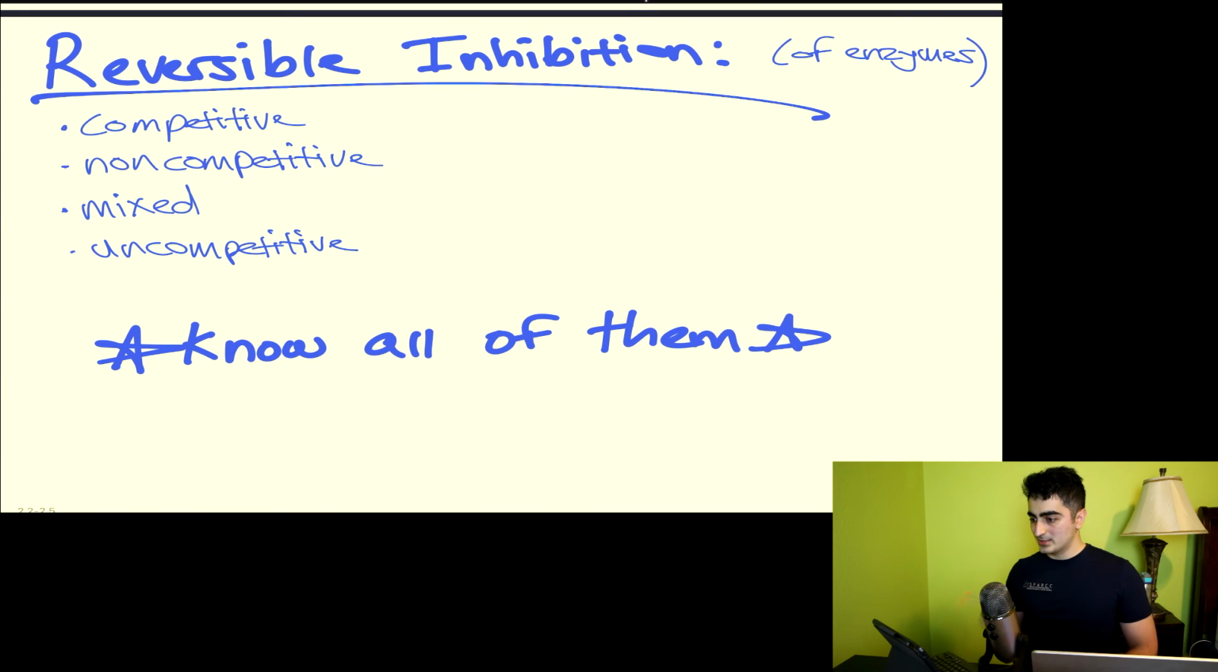And now we can talk about reversible inhibition of enzymes, and I don't want to rush through this, so if I have to make another video for it, I will, because these are extremely important. We have competitive inhibition, non-competitive inhibition, mixed inhibition, and uncompetitive inhibition. And you have to know all of them, because even if the book says you only have to know competitive and non-competitive as the main ones, I would know all of them like the back of your hand, know them going into test day.